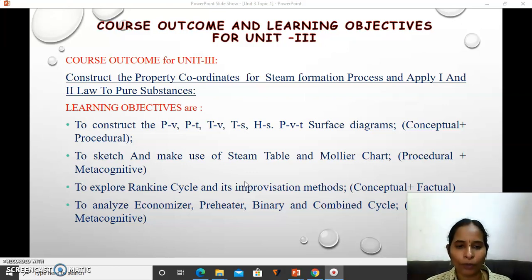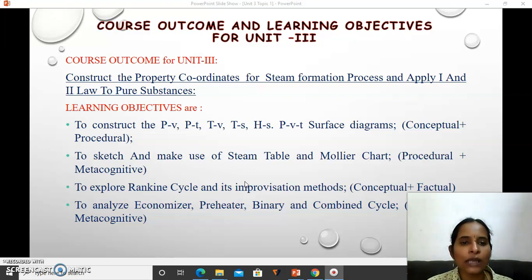And one more important thing is terminologies. Technical terminologies with respect to this particular topic should be known, because I already told you thermodynamics is a very fundamental and vital course, which makes the base for all other thermal related courses, right?